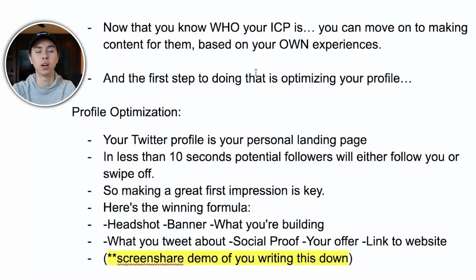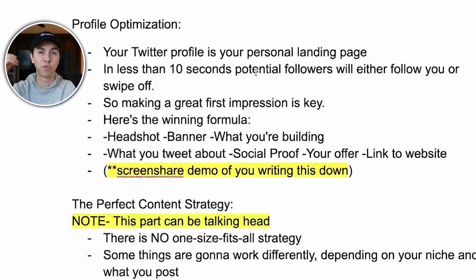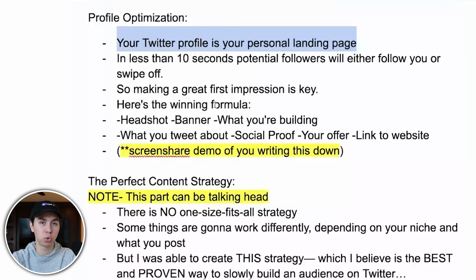And so now that we know exactly who you are and who your ICP is, we can actually start writing content based off of your unique experiences. And the first step to do that is actually by optimizing your profile. If you've ever done cold outreach in the past, you know that having a really good landing page is vital. Your Twitter profile is the equivalent of a landing page with Twitter marketing.